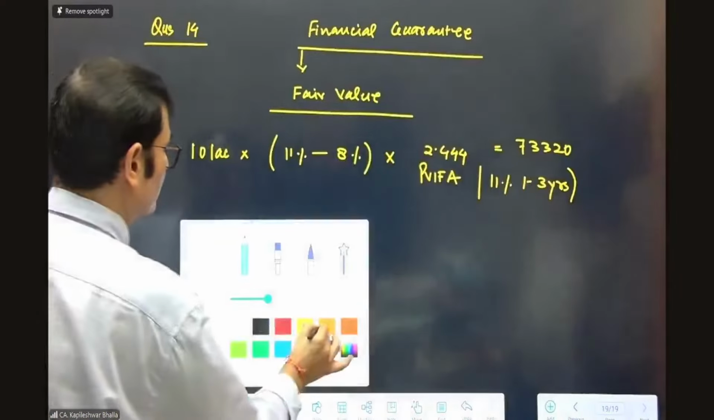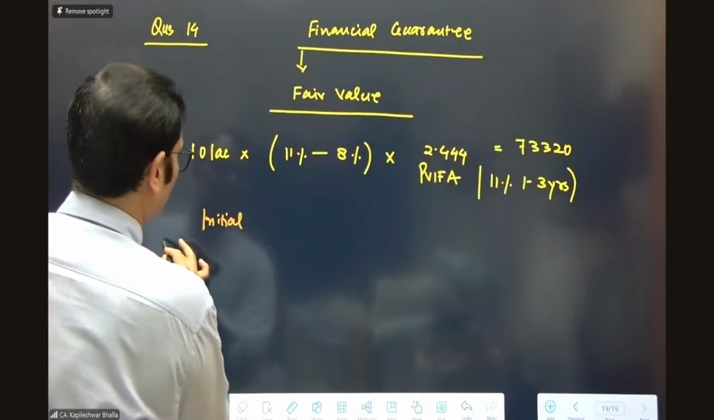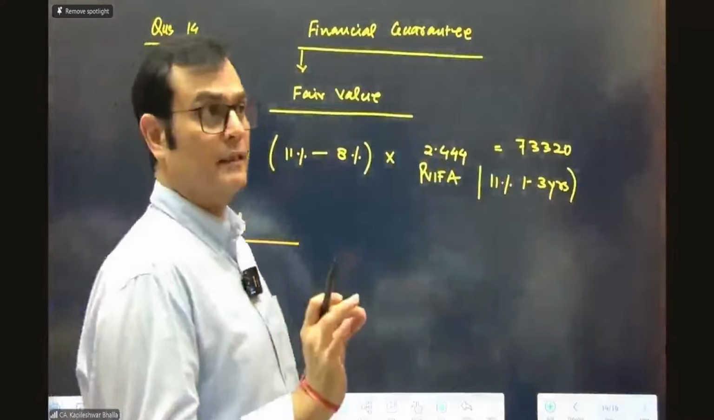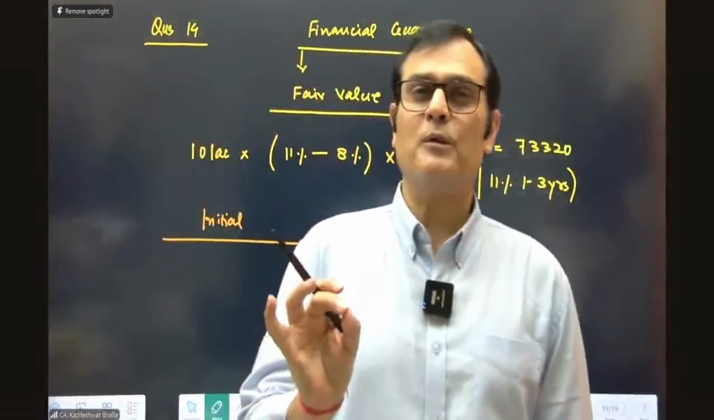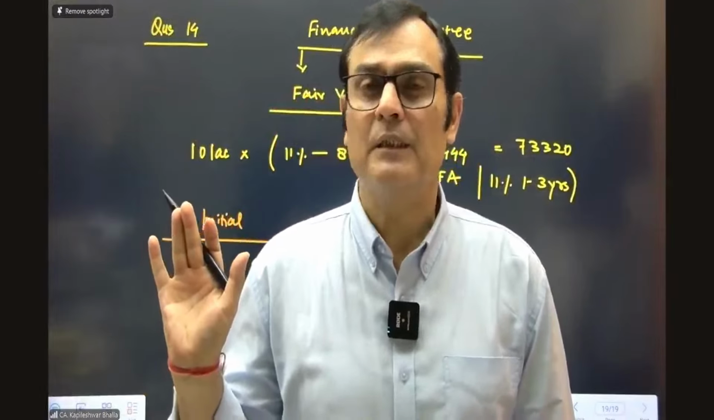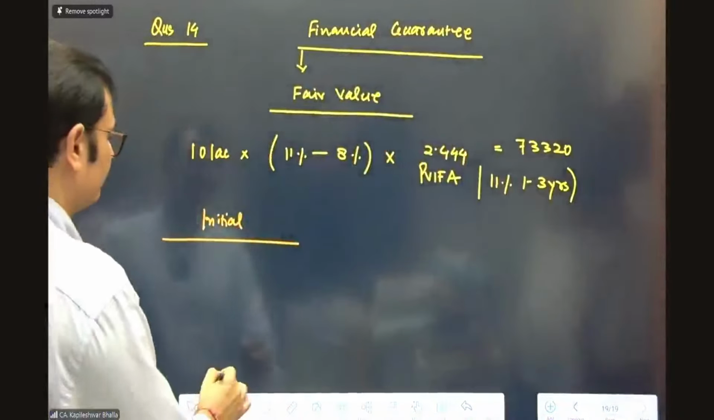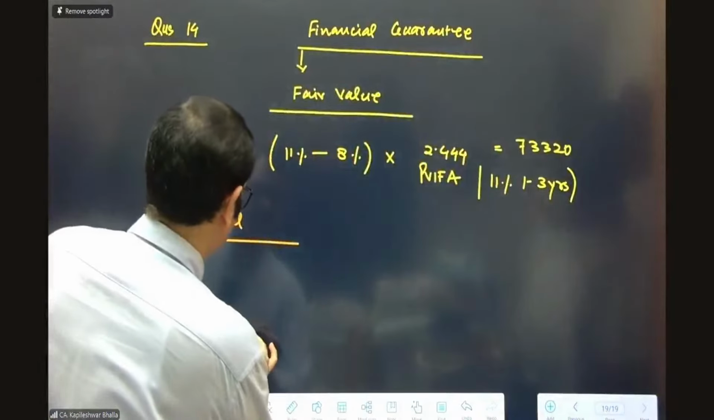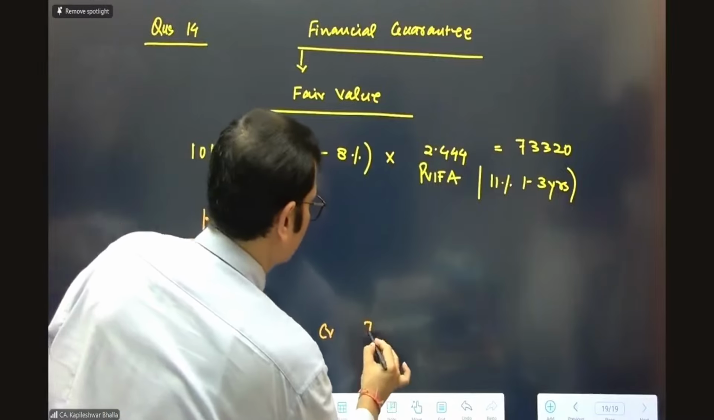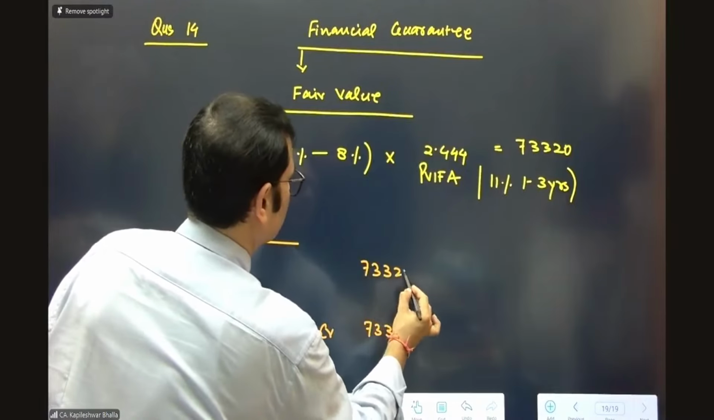So let's now also see the journal entry at the initial recognition. Would you like to help me with the journal entry at the initial recognition? What is the entry? What is the account which will be debited? Of course, credit is the financial guarantee, financial liability. Which account will you debit? I'll give the financial guarantee as a credit. So this is 73,320. Any inputs on what is going to be the debit side?